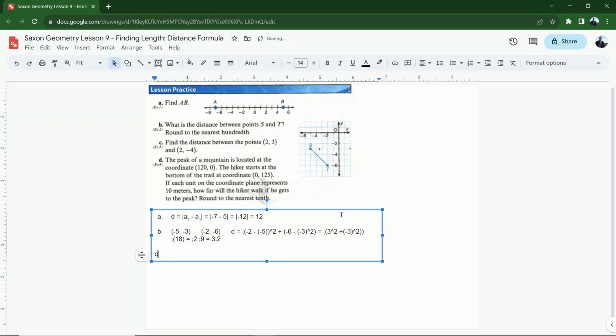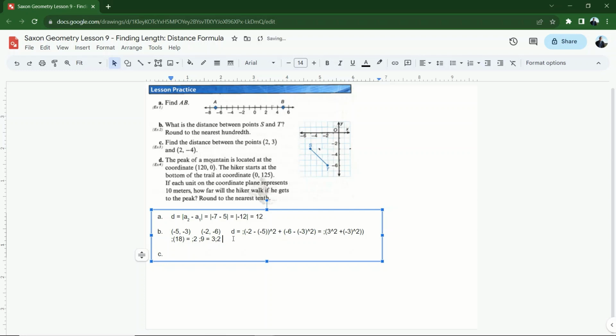All right. Let's look at letter C. Oh, I'm supposed to round to the nearest hundredth, though. I forgot that step. So I do have to punch this into a calculator. 3 times the square root of 2 is 4.24.